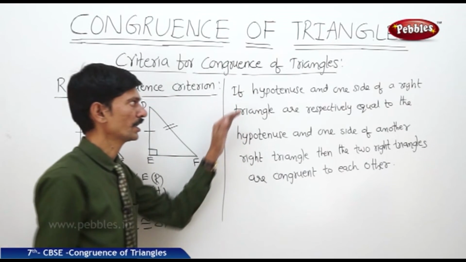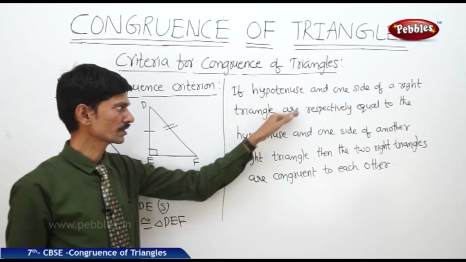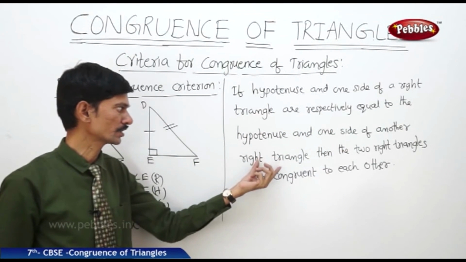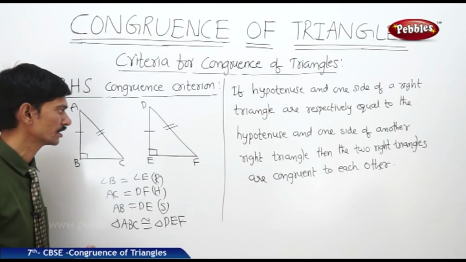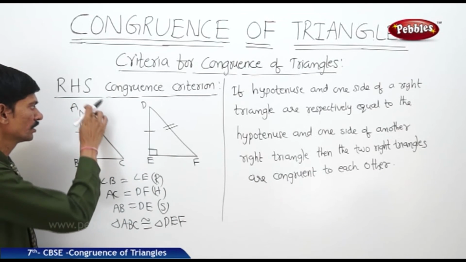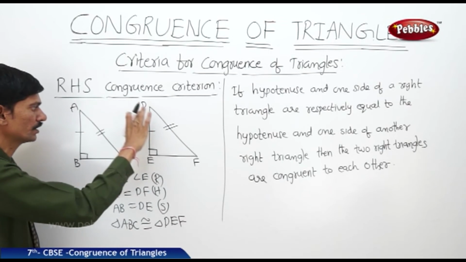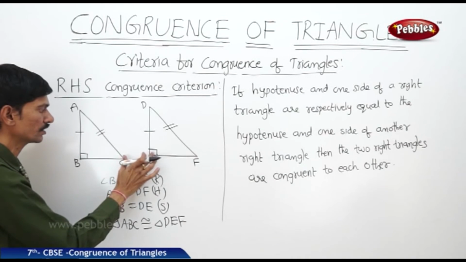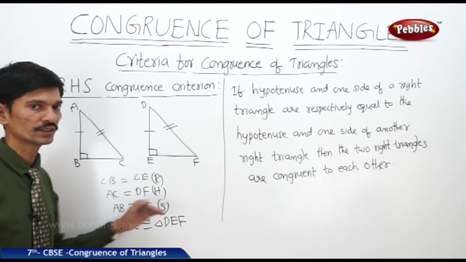So if the hypotenuse and one side of a right angle triangle are respectively equal to the hypotenuse and one side of another right triangle, then the two right triangles are said to be congruent to each other. So in these right angle triangles, the hypotenuses are equal, and also side AB equals side DE, and of course the two right angles are equal. So then we can say that the two triangles are congruent to each other.